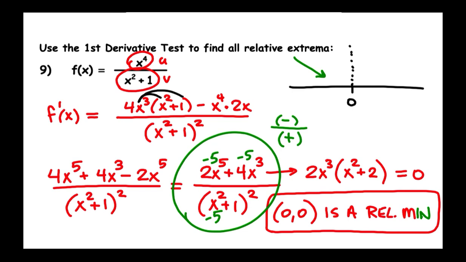Let's try something like +5 or +1. I don't actually have to plug this in for you to see that that's obviously going to be bigger than 0. So if the derivative is positive, the slope is positive, it is going to rise. 0, 0 was, in fact, a relative min.